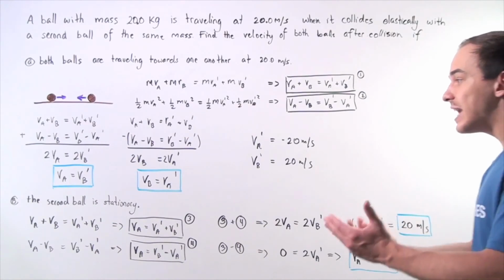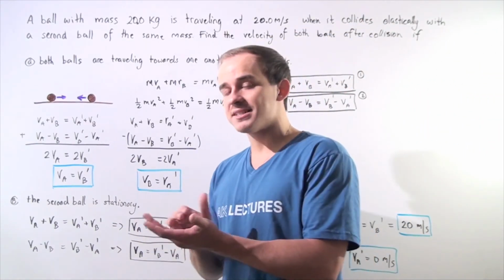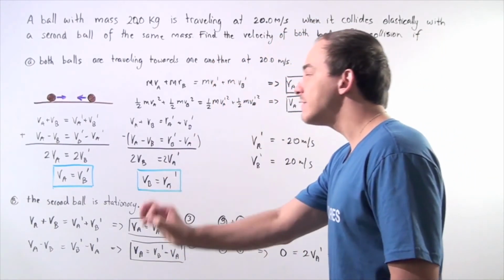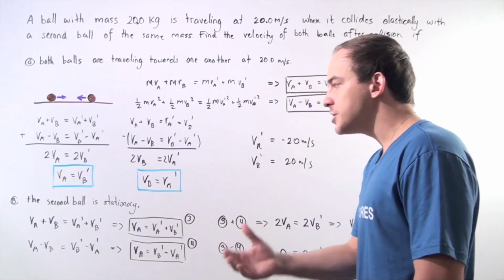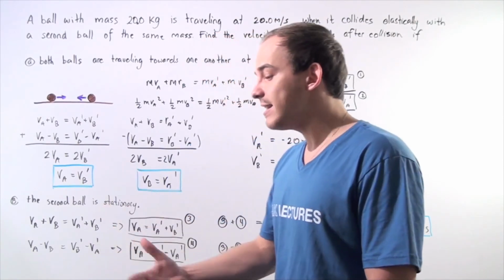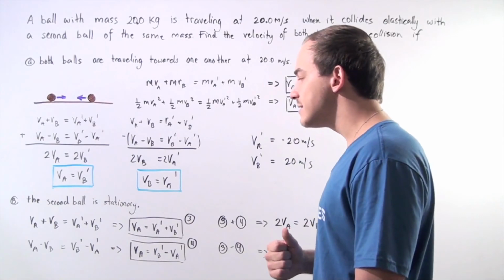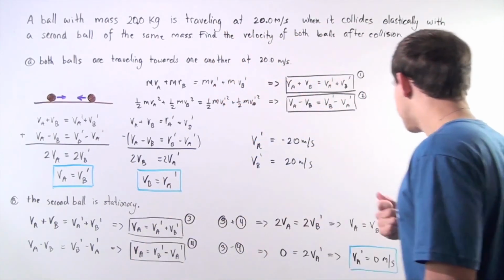So once again, what happens is, because we have an elastic collision and because the masses are the same, object A gives its entire velocity to object B, and object B, which was stationary, gives its velocity to object A. So object A's velocity is 0 after our collision takes place, and object B's velocity is positive 20 meters per second.